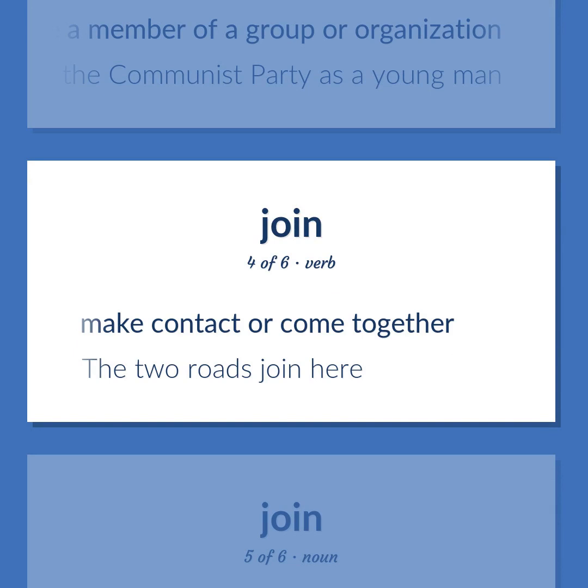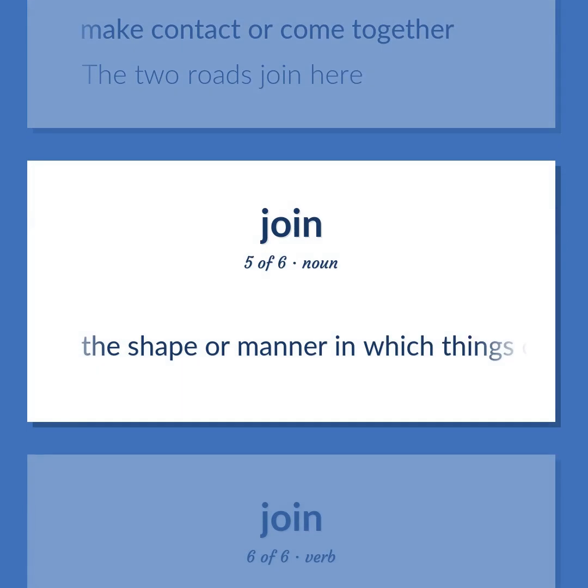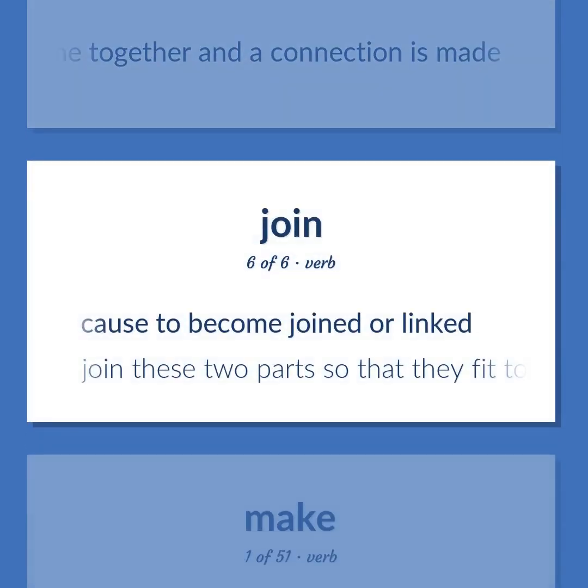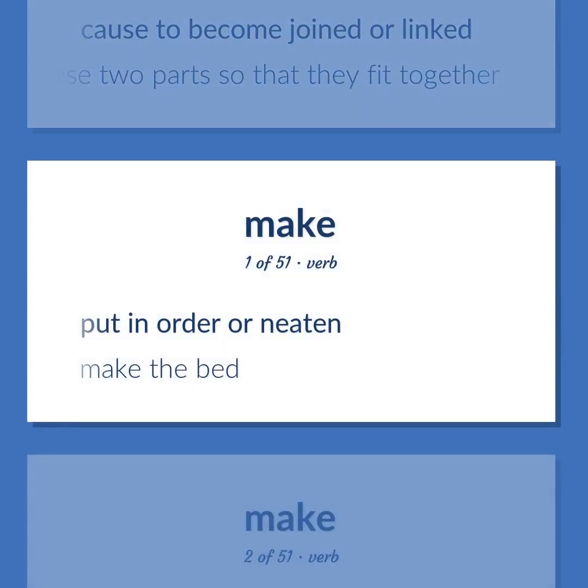Make contact or come together. The two roads join here. The shape or manner in which things come together and a connection is made. Cause to become joined or linked. Join these two parts so that they fit together. Put in order or neaten. Make the bed.